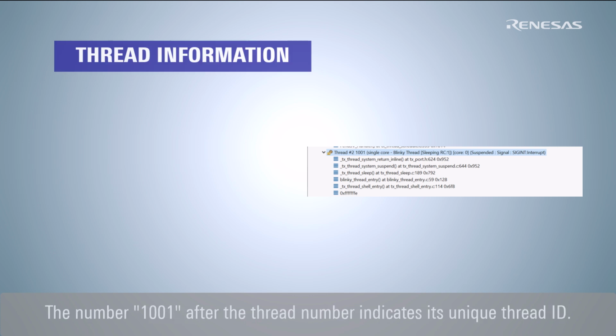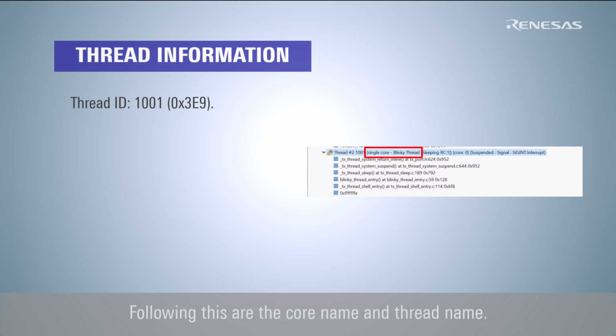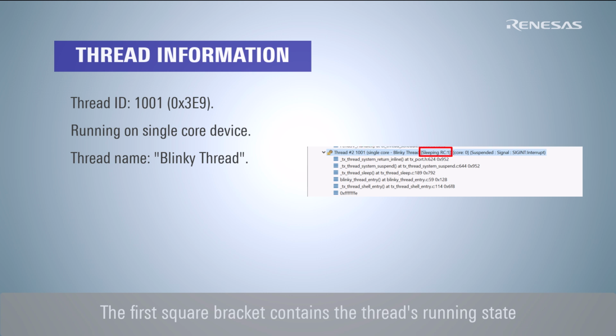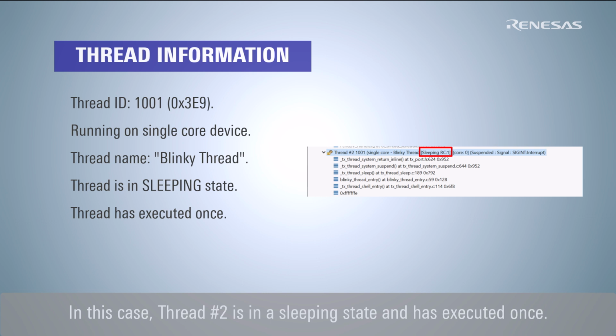The number 1001 after the thread number indicates its unique thread ID. Following this are the core name and thread name. This thread is running on a single core device, and its name is Blinky thread. The first square bracket contains the thread's running state, including its current status and execution count. In this case, thread number 2 is in a sleeping state and has executed once.